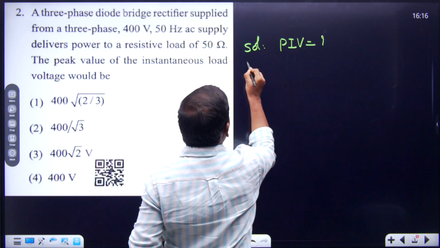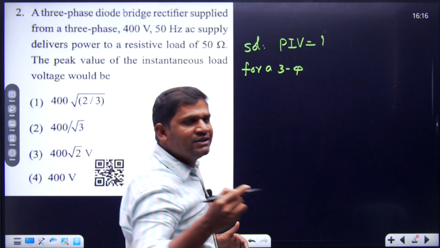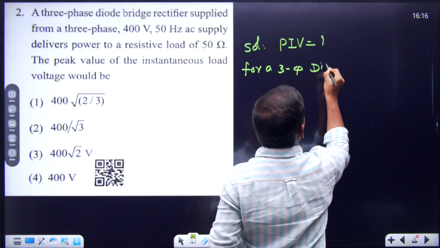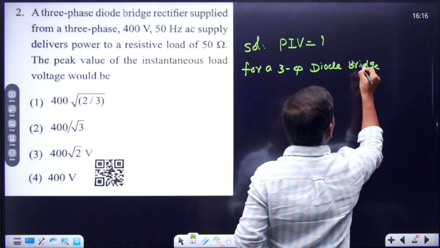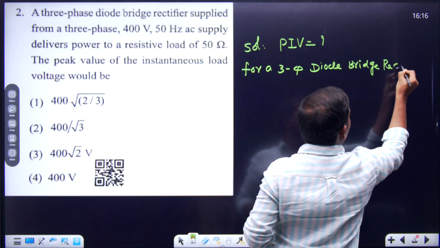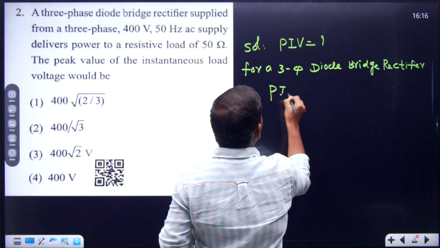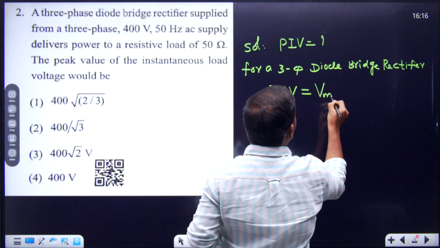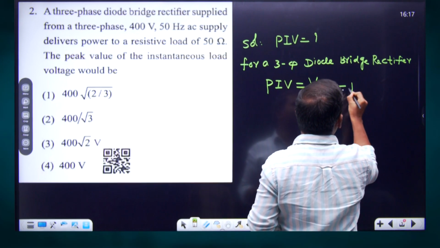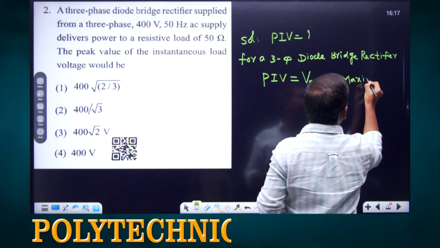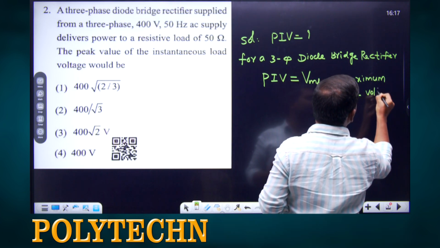Yes students, for a three-phase diode bridge rectifier, the peak inverse voltage is equal to VML. VML stands for maximum line voltage, maximum line to line voltage, friends.